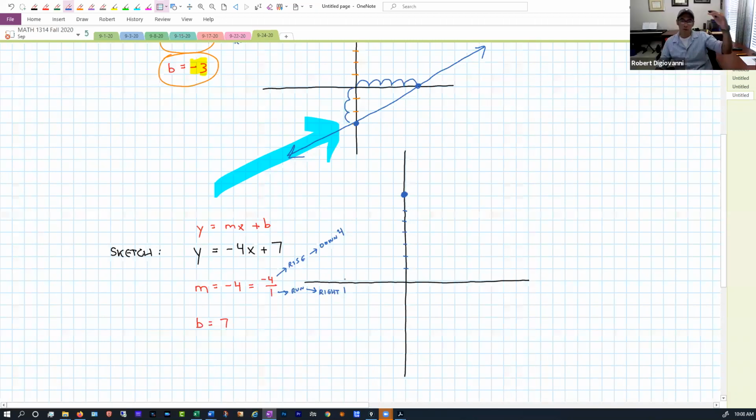Okay, so -4 on top means we're going to go down 4. So we're going to hop 1, 2, 3, 4, down 4, and then to the right 1. And we're going to go here, and then we're going to draw our line, like that. Make sense, everyone?